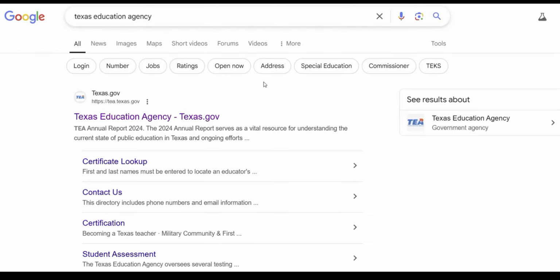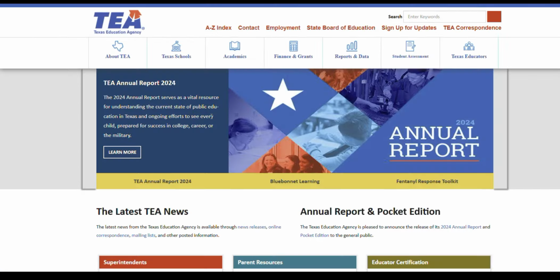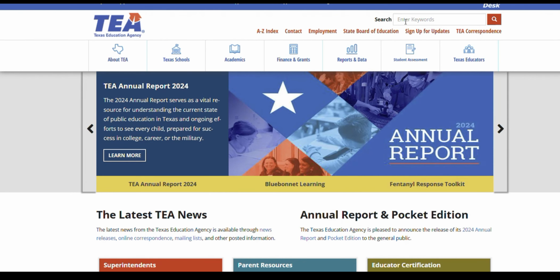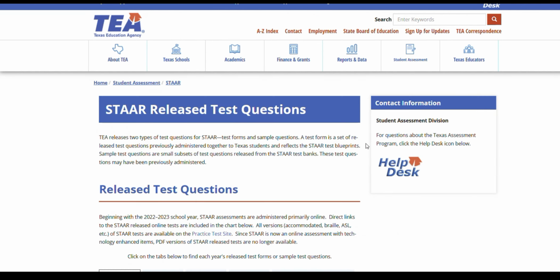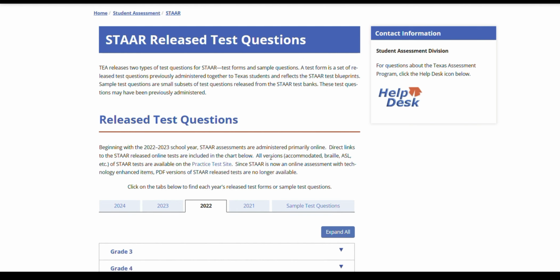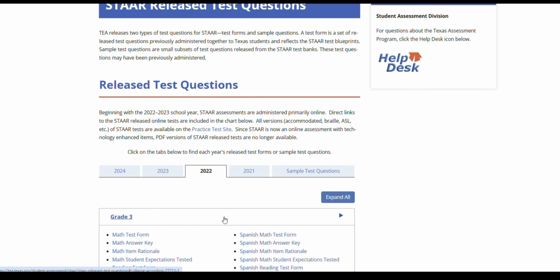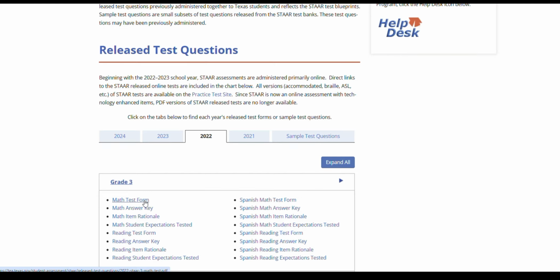We're going to search for the Texas Education Agency on Google. Once we're on the Texas Education Agency website, we'll search for STAAR Release Test Questions. We'll then select the 2022 tab, and from there, choose the grade level 3rd, 4th, and so on to locate the math test form.